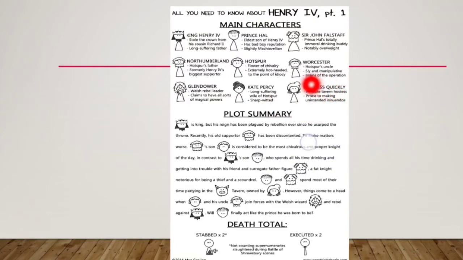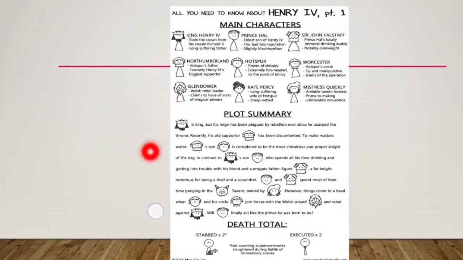Then there is Mistress Quickly, who is the amiable tavern hostess, and she is prone to making unintended innuendos or sexual innuendos, jokes with double meaning. So again, Mistress Quickly is closely associated with Sir John Falstaff and Prince Hal.